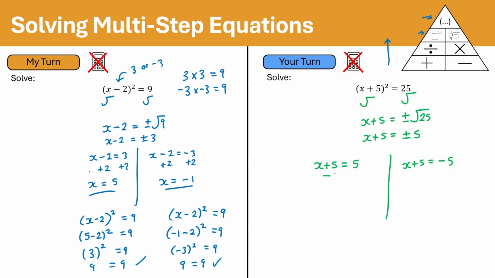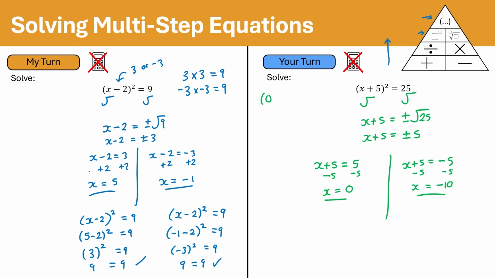Just solve this one-step equation, subtract 5 from both sides, and on the left-hand side that'll leave me with x, on the right-hand side that'll leave me with 0. And similarly, I'll solve the equation on the right, I'll subtract 5 from both sides. On the left-hand side that leaves me with x, and negative 5 subtract 5 is negative 10. So those are my two answers. And let's put them inside our bracket just to show how that works.